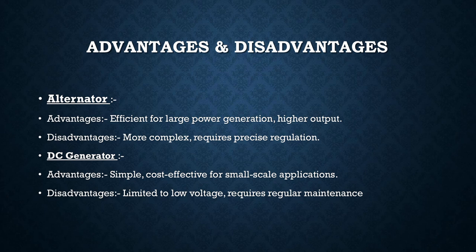First of all, the advantage of the alternator is that it is efficient for large power generation and higher outputs. And the disadvantages of the alternator are that it is more complex and requires precise regulation. Now I will tell you the advantages and disadvantages of DC generator. First of all, the advantages of the DC generator are that it is simple and cost effective for small scale applications, and the disadvantages are that it is limited to low voltage and requires regular maintenance.